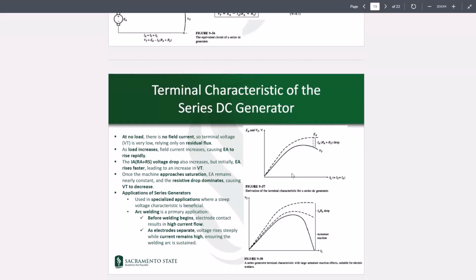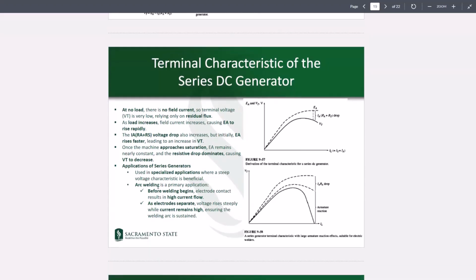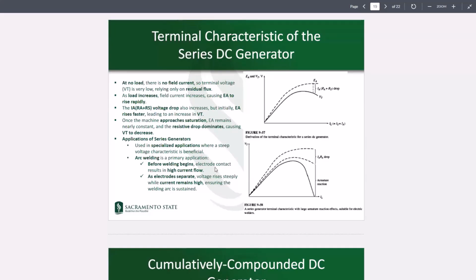So this characteristic is very appropriate for certain types of applications, like arc welding. Before welding begins, the electrode contact results in high current. And as the electrodes separate, voltage rises steeply while current is still high. So in general, in applications where you require both high current and high voltage in a certain region, you would be able to use the series DC generator.